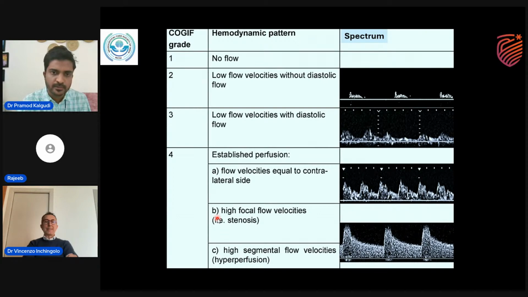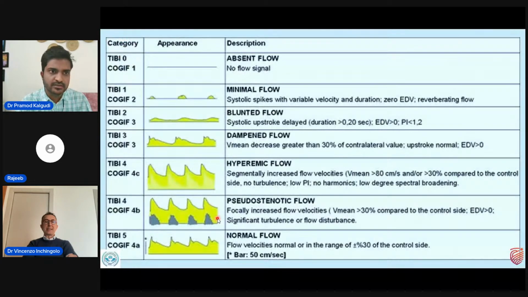at segmental level. So if you correlate that with TC or TB grading, you can see grade 1 and grade 2 are more or less combined with grade 0, where there is absent flow. And for TB grading of 1 and 2, you can see COGIF grading 2 correlates with TB1. Here there is zero end diastolic velocity. When the end diastolic velocity increases to more than 0, it goes into COGIF 3, whereas it's still TB2.